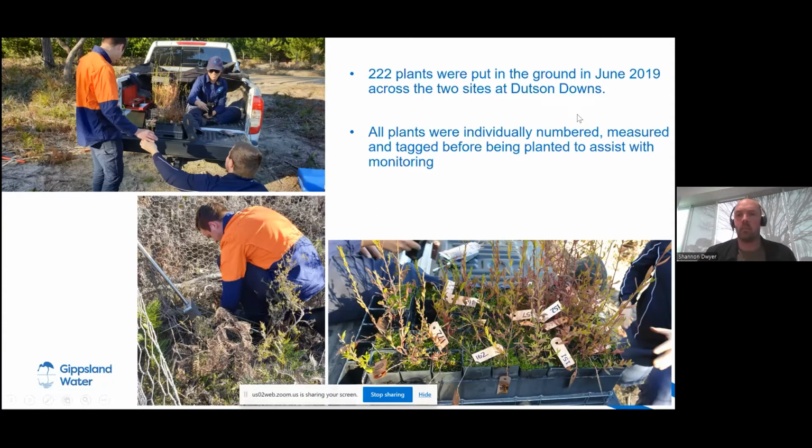We collected some basic information when we were planting, so we tagged all the plants individually, numbered them, and collected heights to maybe determine whether bigger plants were more successful or smaller plants were more successful, so we could learn a bit from this translocation to take into the next one potentially, or any other work with this species.